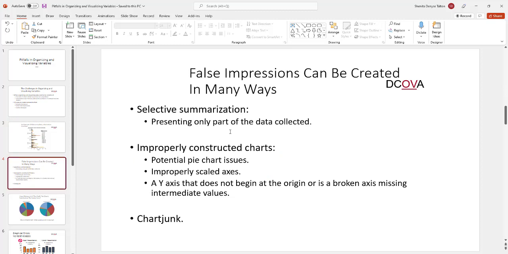You can also create false impressions by using selective summarization, and that's when you present only part of the data collected. You can also improperly construct charts. So you can have potential pie chart issues, improperly scaled axis, a y-axis that does not begin at the origin or is a broken axis missing intermediate values. And you can also have chart junk.